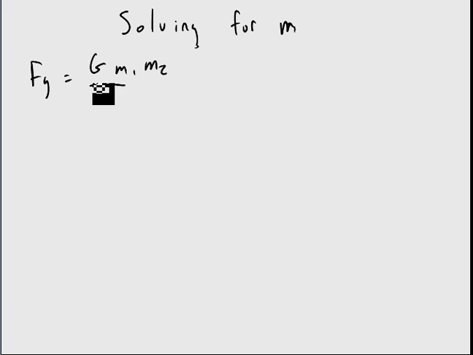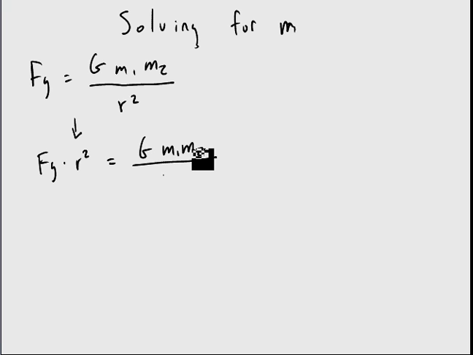Alright everybody, in this video we're going to learn how to solve for mass. So solving for m. So again, if we start out with our normal equation for gravity, when you use some algebra, we can multiply both sides by r squared. These r squareds will cancel out on this side.